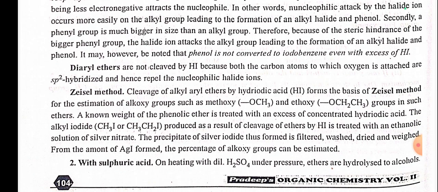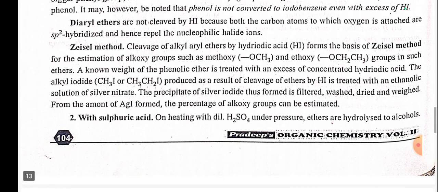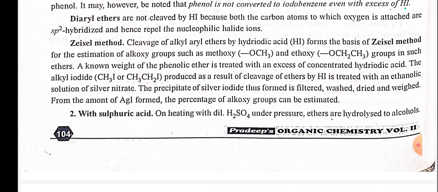Secondly, a phenyl group is much bigger in size than an alkyl group. Therefore, because of the steric hindrance of the bigger phenyl group, the halide ion attacks the alkyl group, leading to the formation of an alkyl halide and phenol. It may, however, be noted that phenol is not converted to iodobenzene even with excess of HI. Diaryl ethers are not cleaved by HI because both the carbon atoms to which the oxygen is attached are sp2 hybridized and hence repel nucleophilic halide ions.